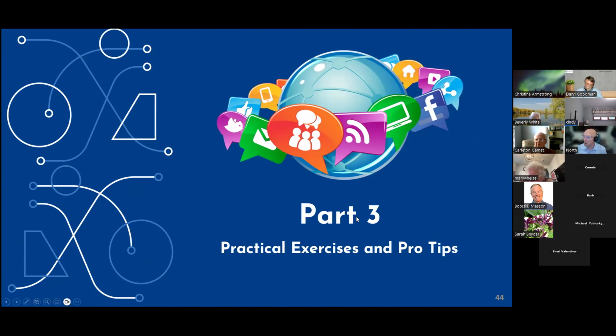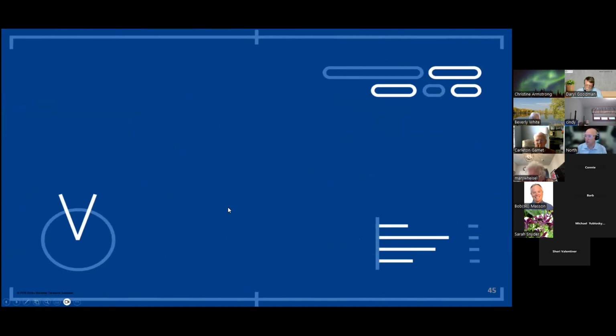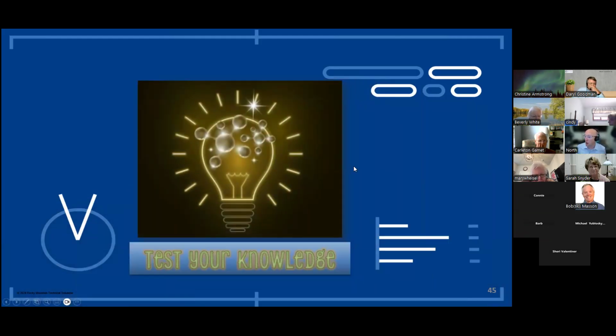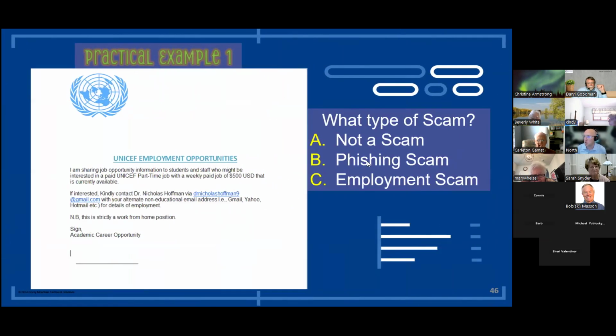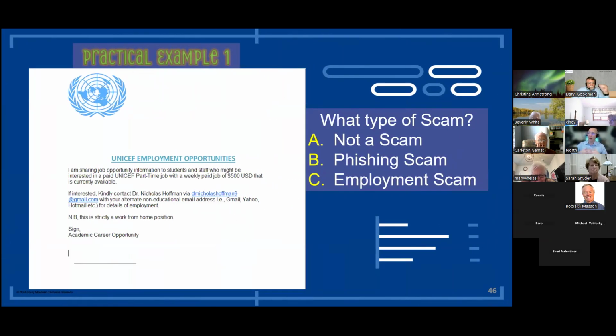Now let's talk about practical exercises. Let's see how much you know. So I'm going to have everybody unmute here. This is where chaos ensues because everybody's mic is going to be hot now. But let's talk about this. Let's test your knowledge. Let's do practical exercise number 1. Let's look at this, and then we're going to answer A, B, or C on this.